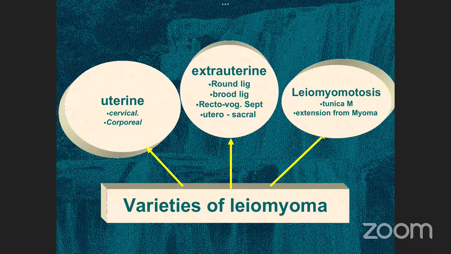While extrauterine fibroid could be round ligament fibroid, broad ligament fibroid, rectovaginal septum fibroid, or fibroid in the uterosacral ligaments. These are mainly around the ligamentous tissues around the genital tract. Then leiomyomatosis is when you have disseminated intra-abdominal fibroids distributed, usually found within the omentum and the broad ligament. Next slide.